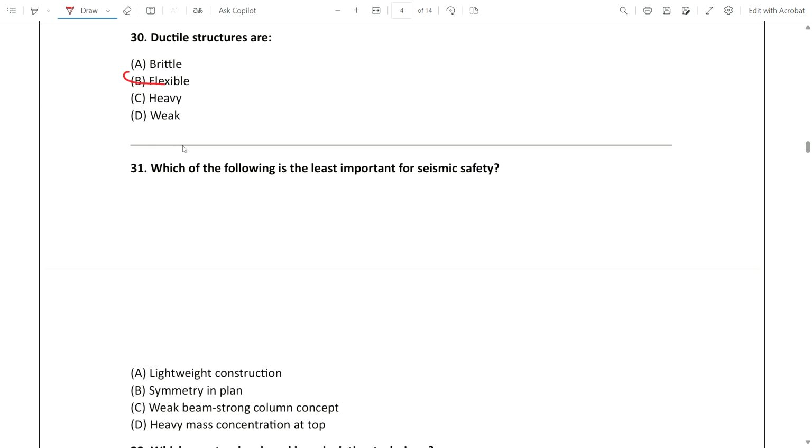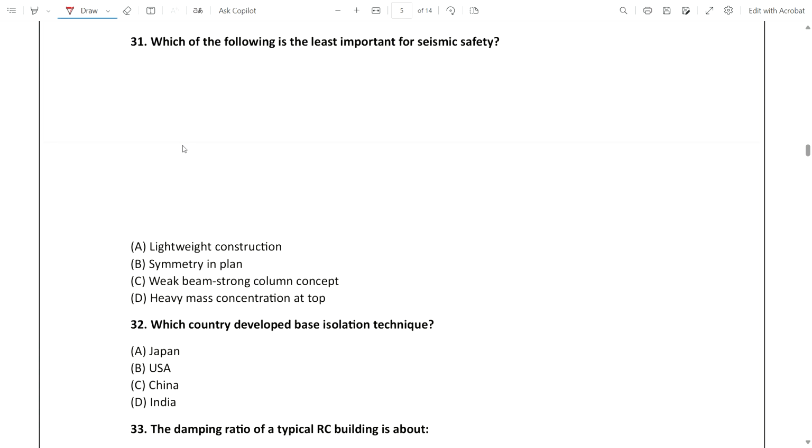Now 31, which of the following is the least important for seismic safety? Lightweight construction, symmetry in plan, weak beam strong column concept, heavy mass concentration at top. It's the least important for design. The option is heavy mass concentration at top.